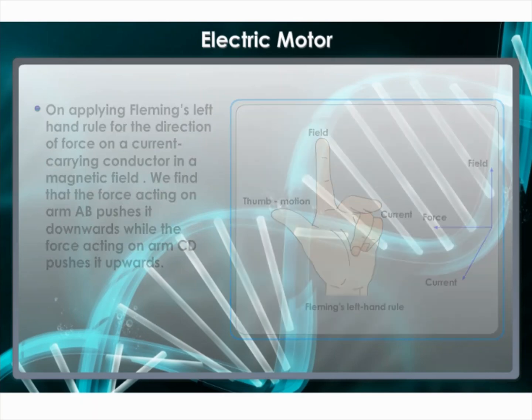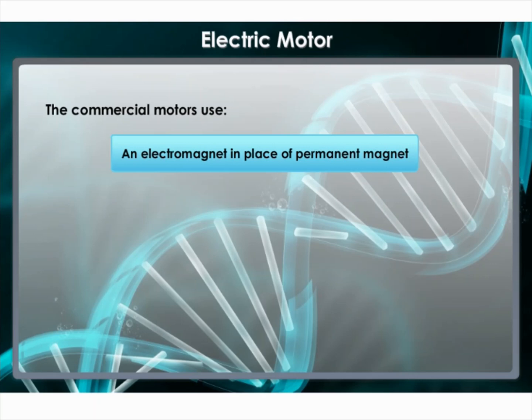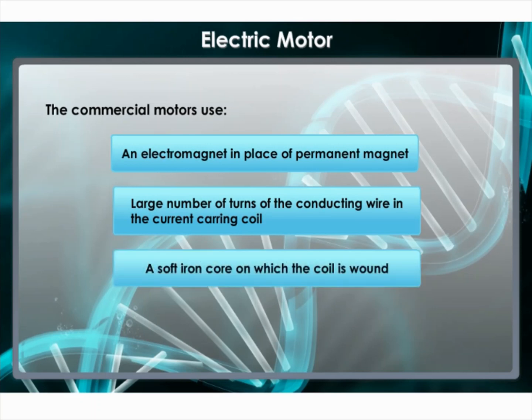The commercial motors use: 1. An electromagnet in place of permanent magnet. 2. Large number of turns of the conducting wire in the current-carrying coil. And 3. A soft iron core on which the coil is wound. The soft iron core on which the coil is wound, plus the coils, is called an armature. This enhances the power of the motor.